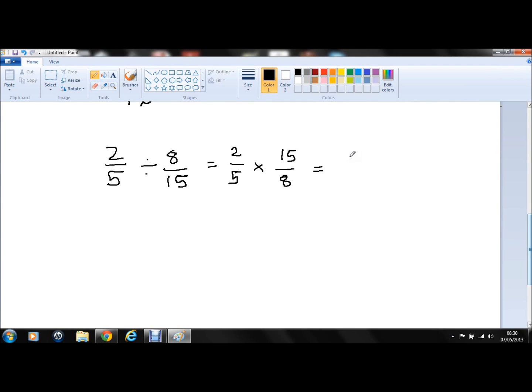2 times 15 is 30. 5 8s are 40. This will cancel down. 10 will go into 30 3 times, and into 40 4 times. So our final answer is 3/4.